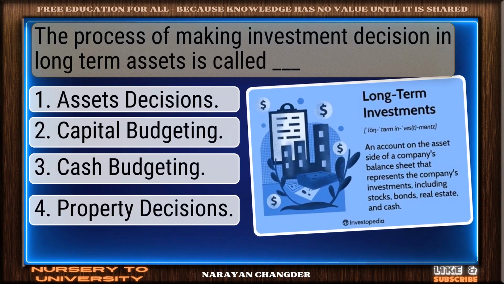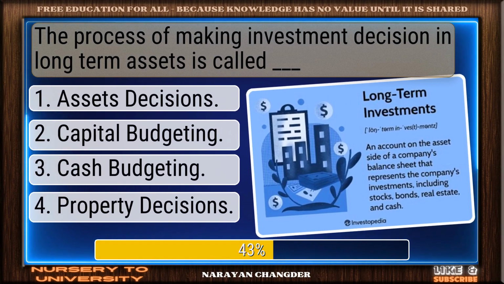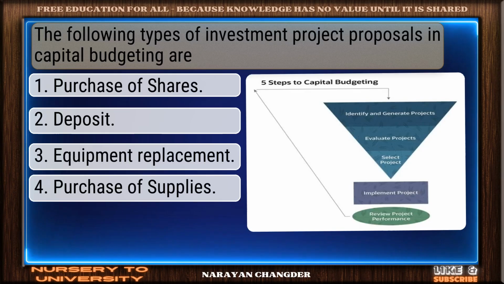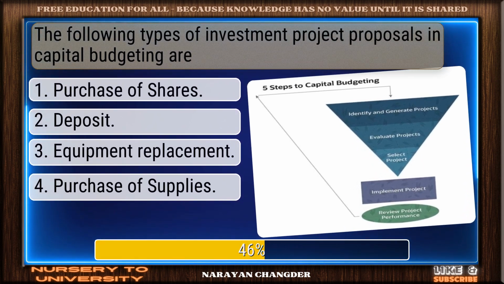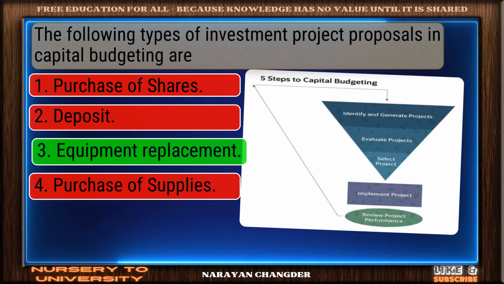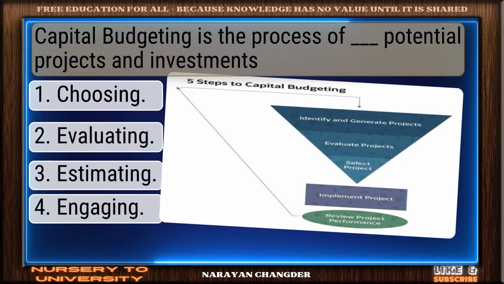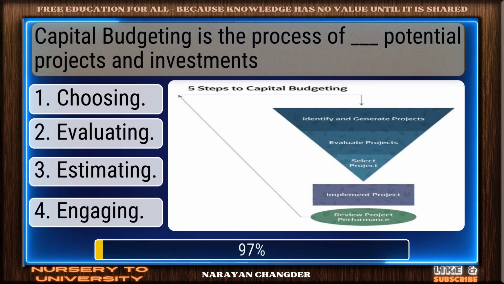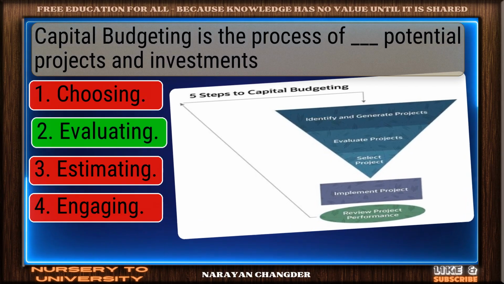The process of making investment decision in long-term assets is called DASH. Smart pick. Capital budgeting is the correct choice. The following types of investment project proposals in capital budgeting are: Great job. Equipment replacement is the accurate answer. Capital budgeting is the process of DASH potential projects and investments. Clear logic. Your choice evaluating is sound and 100% true.